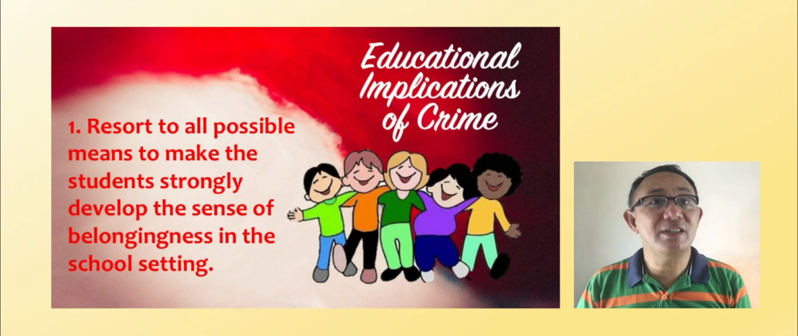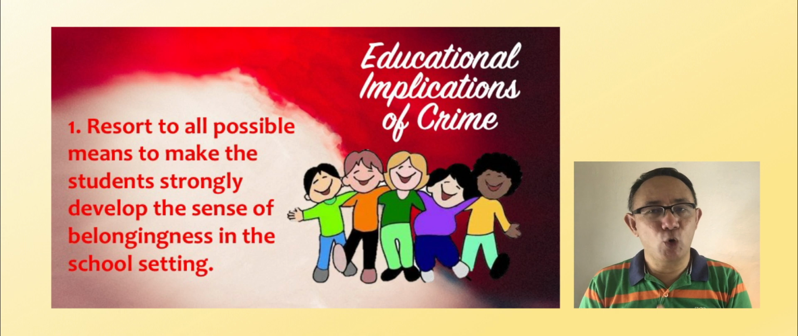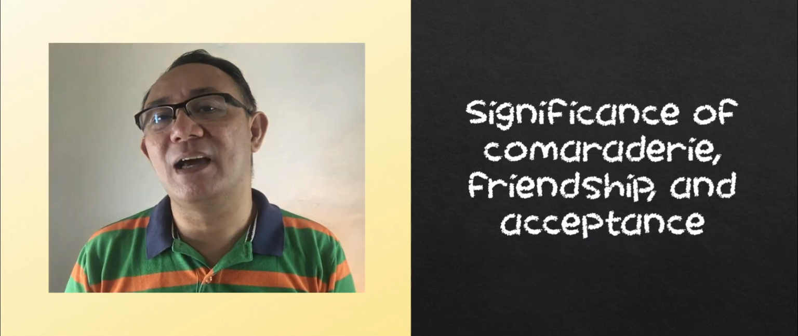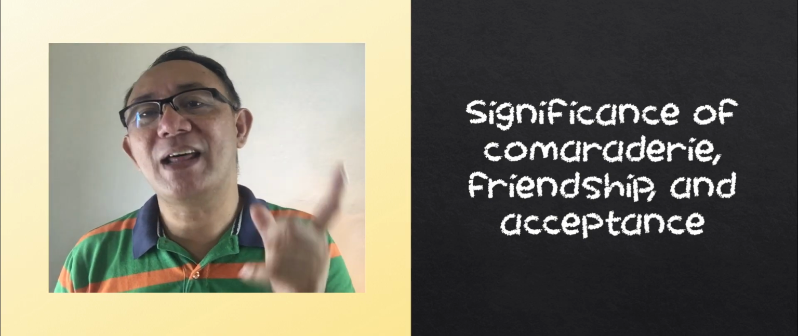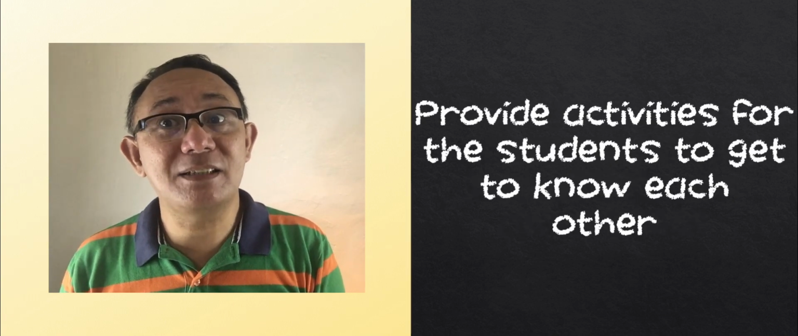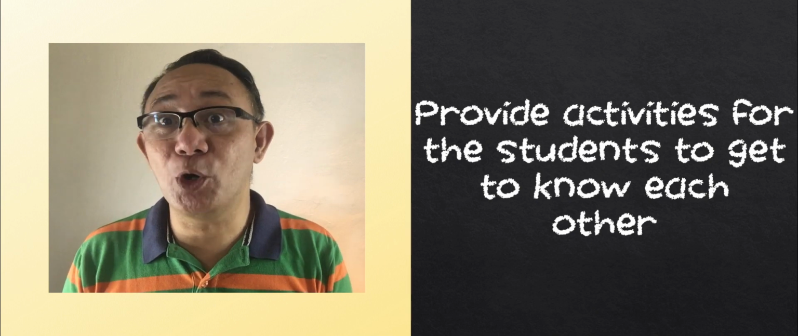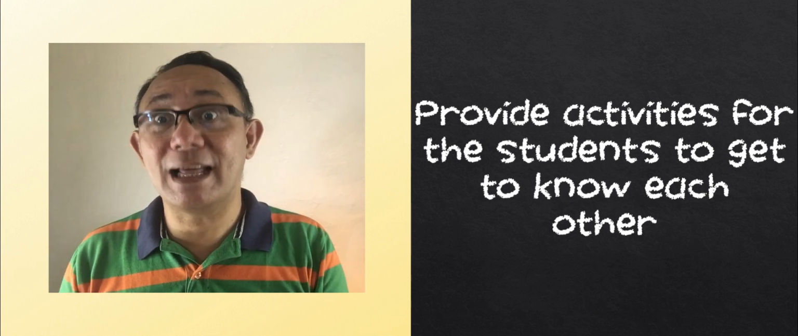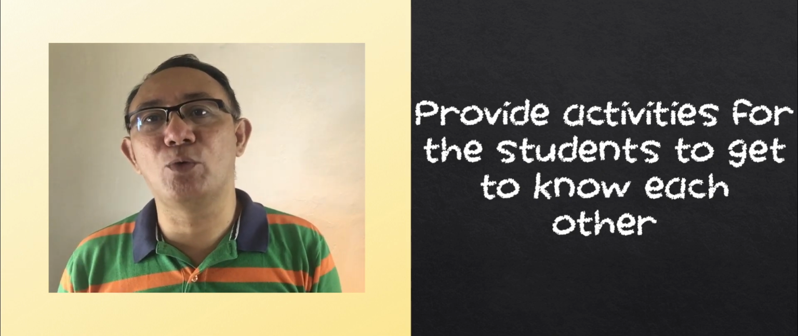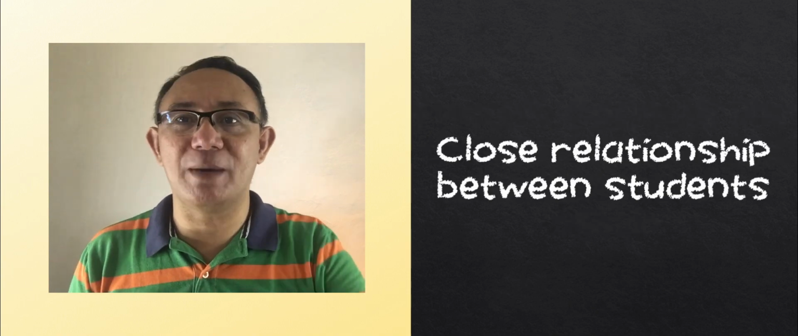What are the educational implications of crime? Number one, resort to all possible means to make the students strongly develop the sense of belongingness in the school setting. What is very important here is that the teacher should always stress the significance of camaraderie, of friendship, and of acceptance. And if there are new students inside the classroom, the teacher should know how to provide activities for the students to get to know each other deeply and to get along well together. With that, we will expect that the classroom will have close relationships between students.